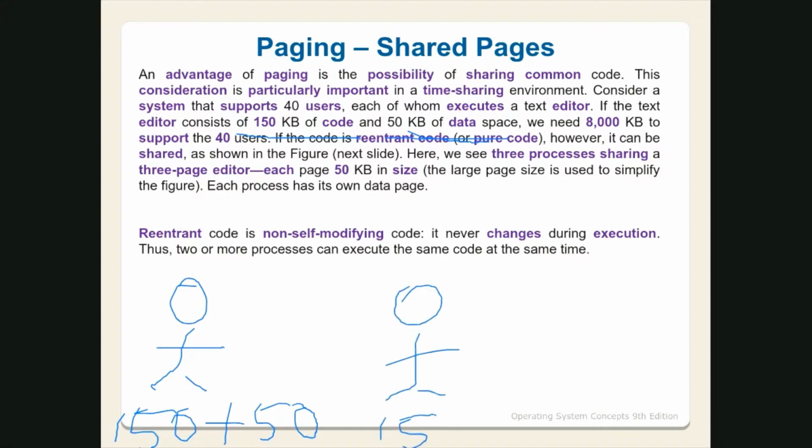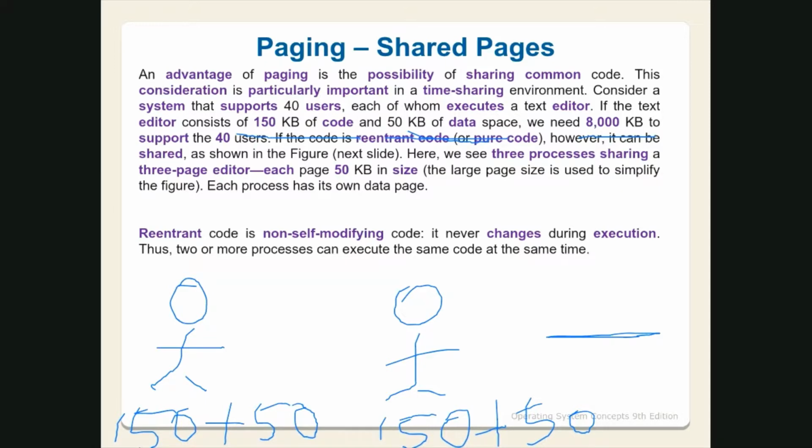If we open the Word editor, Microsoft Word or whatever, and 50 KB for his document or a letter. So it goes on like 50 users. How many users? 40 users. When you multiply, you will get, oh my God, you need 8000 KB. Because each one needs memory space for them, the document plus the application.